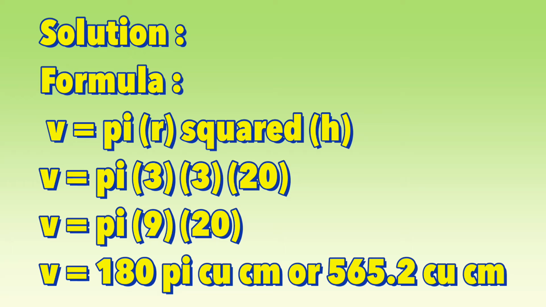Then what we have to do is to simplify. 3 times 3 equals 9 times 20 equals 180 pi cubic centimeter. Or we have to multiply 180 by 3.14, and the result is 565.2 cubic centimeter.